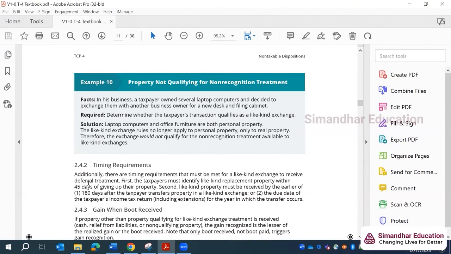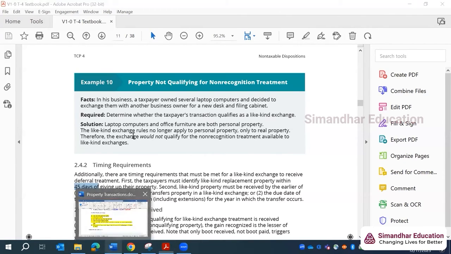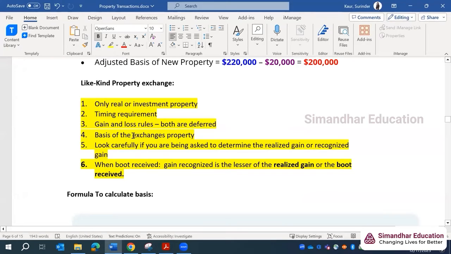Okay. So within the first 45 days, you have to identify which property you're getting, and the earlier of your filing date or 180 days from the transfer, you will have to receive the property. So there is a timing requirement. Third, gains and losses, as I mentioned here, both gain and losses will be deferred. Fourth, very important point, that you will have to know the basis of the property that are exchanged, because now we are deferring the gains and the losses. So you will have to know how do you calculate the basis of the property that you have received.